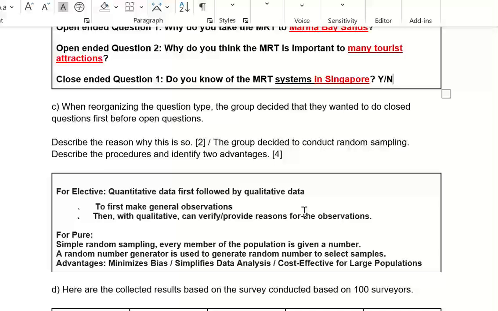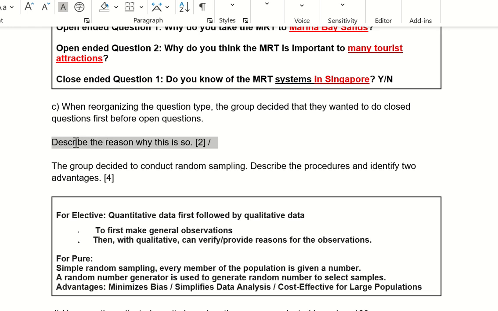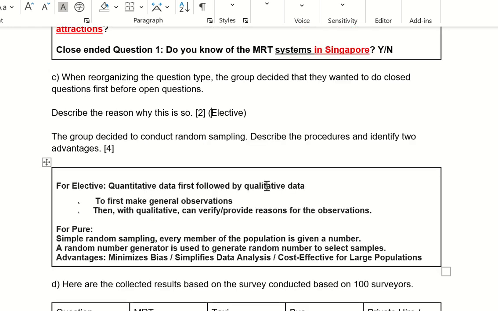Now we move forward to the next question, which is: when reorganizing the question type, the group decided that they wanted to do a closed question first before an open-ended question. This question is actually for the elective. So elective question, we are asking why do you do closed before open. Those who are taking elective, this is your question, and the reason is because you want to do quantitative data first before qualitative. Numbers first, counting first, to make a general observation.